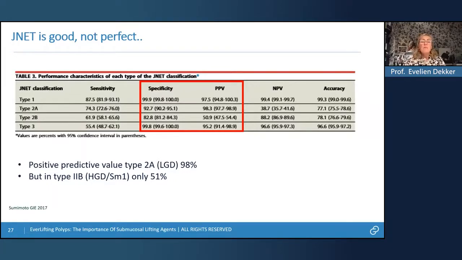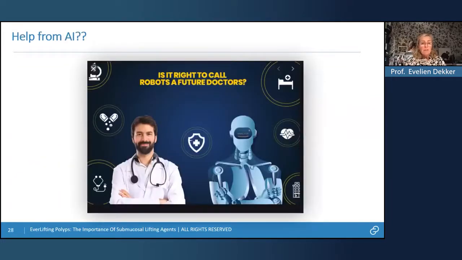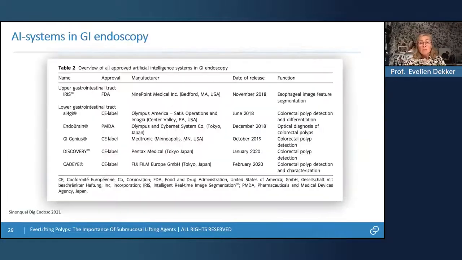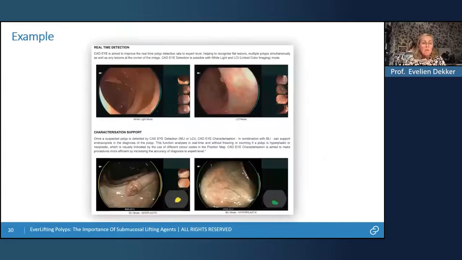So I think in case of doubt, we should make sure we do an en bloc resection that would be good enough for early invasive cancer. Could we have help from AI in this sense in trying to diagnose early cancers better? There's many AI systems on the market. This is from a recent publication from Ralf Bisschops and his group, the different systems available, both for detection as well as differentiation of lesions in the colon and also in the esophagus.